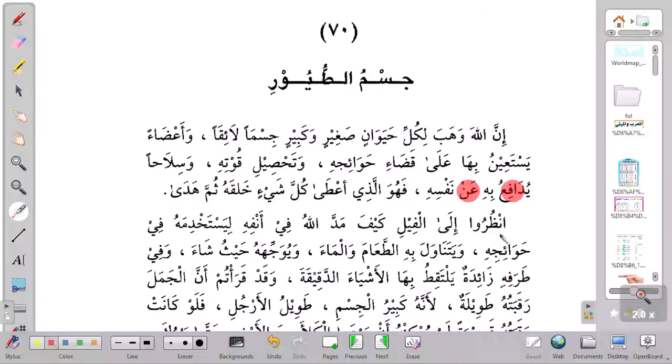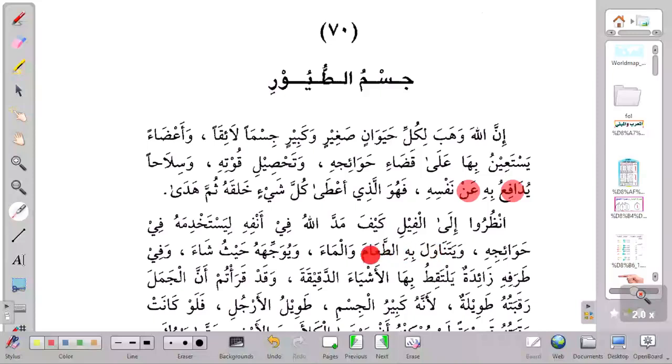Subhanallah. So then he says, unzuru ila al-fil, look at the elephant. Kayfa madda Allahu fi anfihi, how Allah has extended his nose. Madda actually means to extend something, to prolong something. So he's saying how Allah has prolonged this nose, the structure of the nose, لِيَسْتَخْدِمَهُ فِي حَوَائِجِهِ, to use it in its needs.